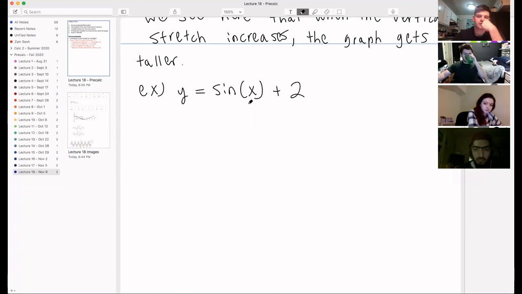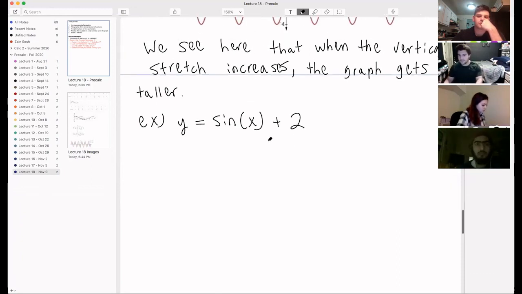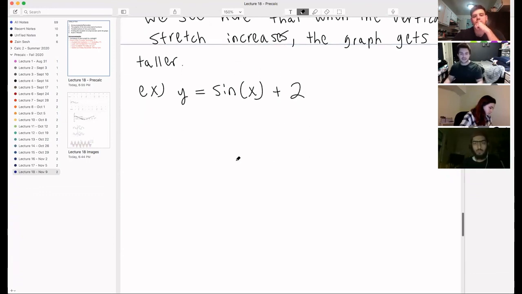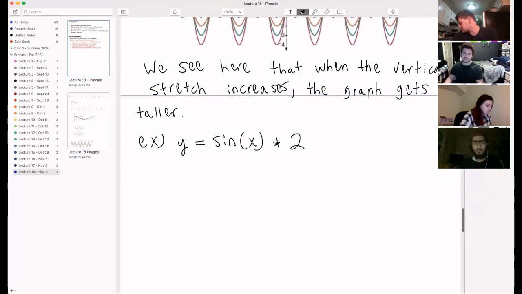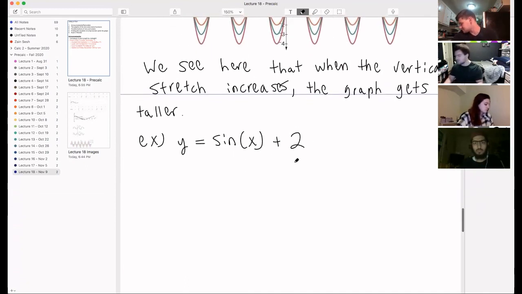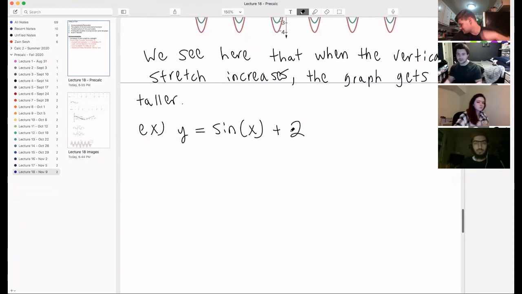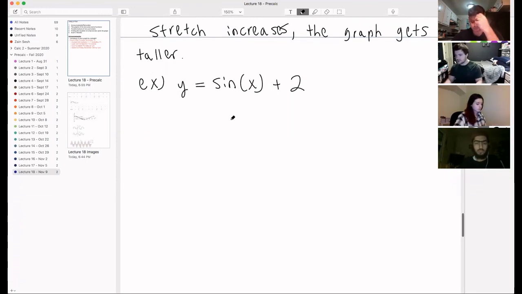That would be a vertical shift. Yes, exactly. More specifically, a vertical shift of what? 2 units. Yes, thank you. Exactly. So we have this plus 2 on the outside of the function, and from our previous work, this is definitely a vertical shift up 2 units. So let's just write that.